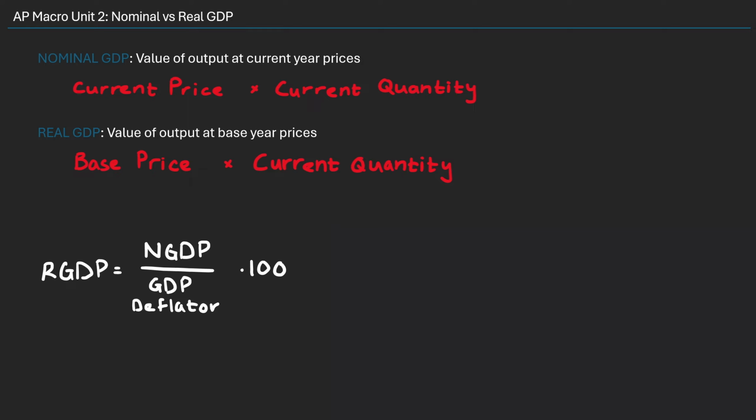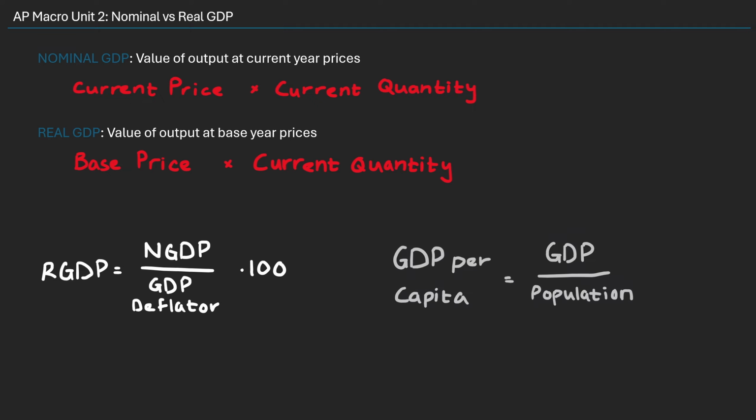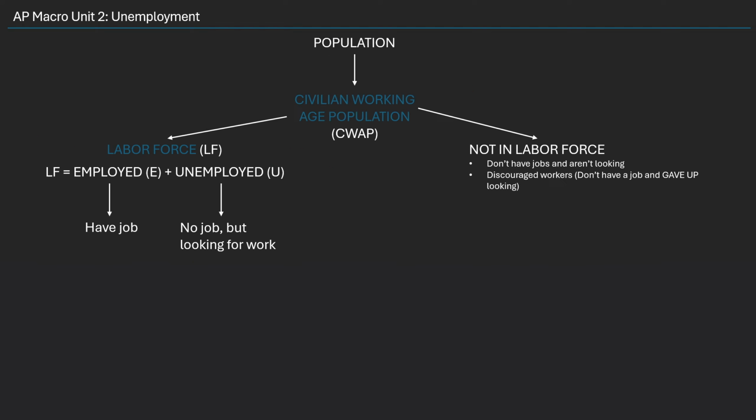I'd say 99.9% of the time you're going to be given the GDP deflator, so you're not going to have to worry about calculating it. And GDP per capita is just your GDP divided by your population. And the GDP per capita is just a good way to determine the quality of life of your economy. Next, we're going to be talking about unemployment.